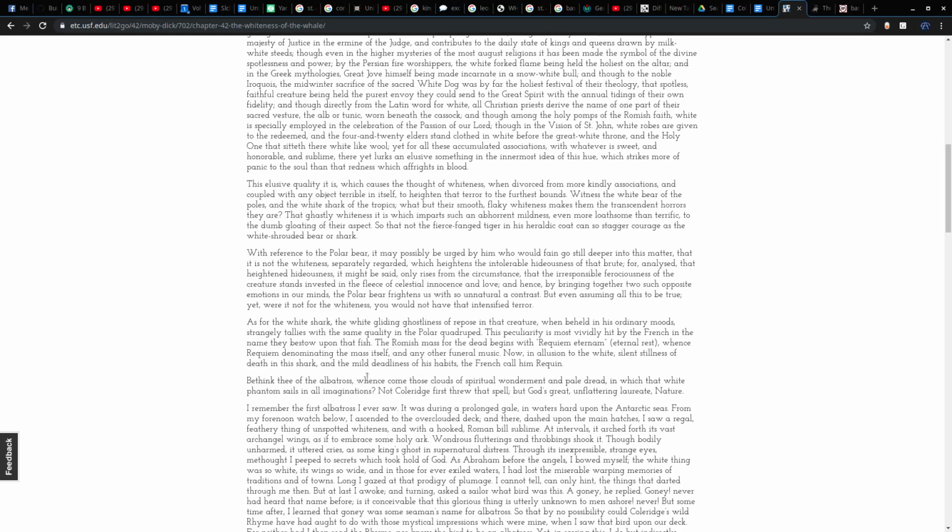"But bethink thee of the albatross, whence come those clouds of spiritual wonderment and pale dread, in which that white phantom sails in all imaginations." So he talks about something else that's white, but he's now making white this unnerving color. When you first hear about the white whale in the book, most people are like, oh, it's a white whale, it seems like it can be less scary than any other kind of whale. I mean, it's going to be this harmless, cute white. No, he's going to set you right straight in this thing.